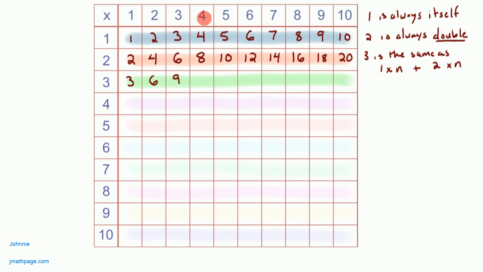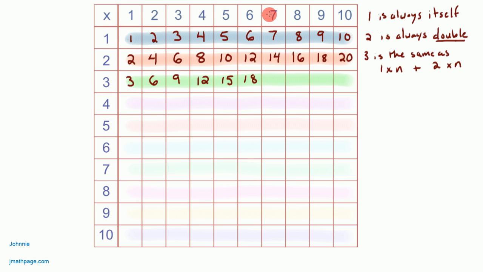3 times 4 is the same as 1 times 4, 4, plus 2 times 4, 8. 4 plus 8 is 12. 3 times 5 is the same as 1 times 5, which is 5, plus 2 times 5, which is 10. 5 plus 10 is 15. 3 times 6 is the same as 6 plus 12. 1 times 6 and 2 times 6 makes 3 times 6. 6 plus 12 is 18.